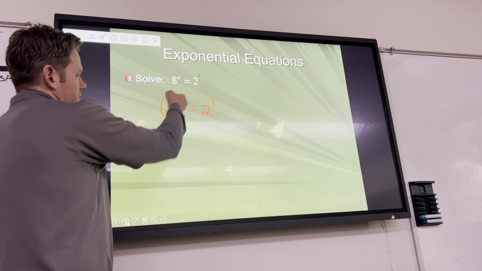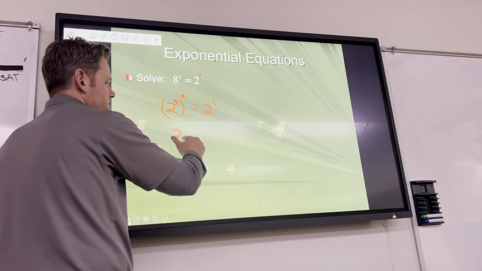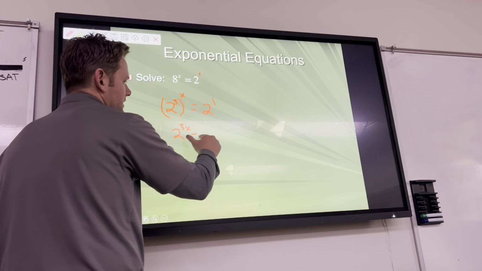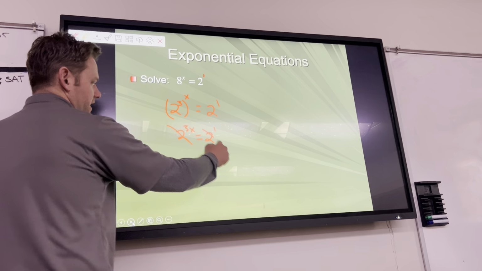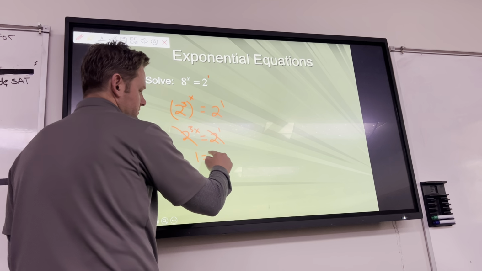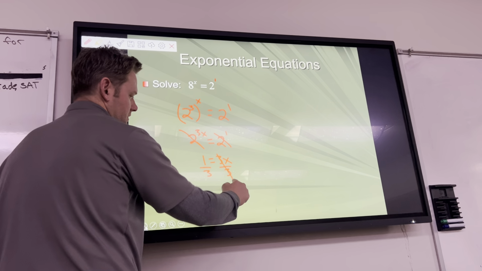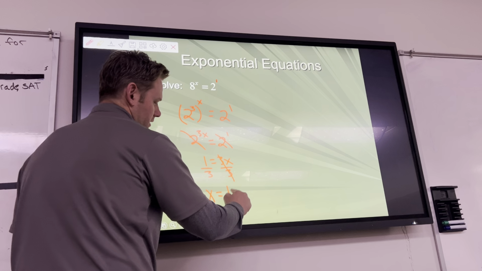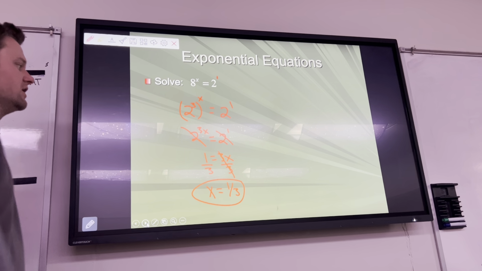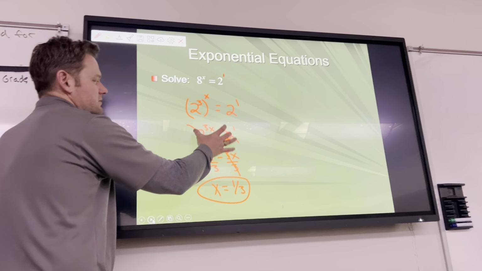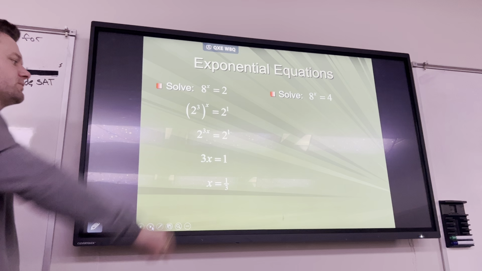Well, what do I do here? Well, that's an exponent rule. That's my power rule, so I multiply. So this is 2 to the 3x equals 2 to the 1. Change of base. 1 equals 3x. Divide by 3. I'm going to switch back. x equals 1/3. As soon as I get the same base, I can eliminate it, set it equal. All right, let's go play it out.